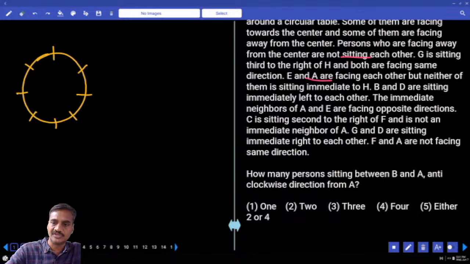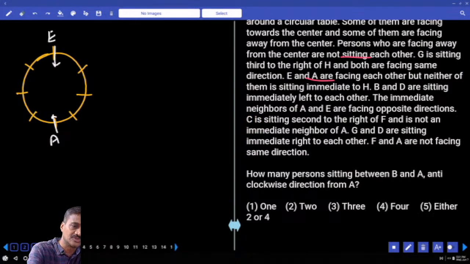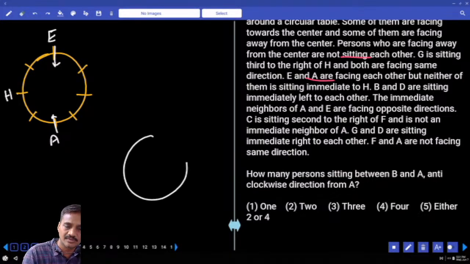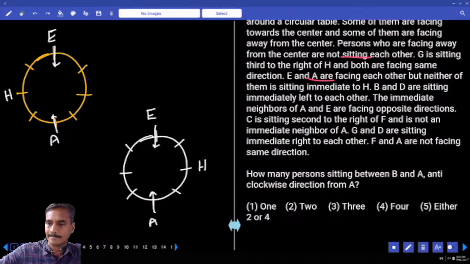Next one, A and E are facing each other. As A and E are facing each other, facing towards each other means both persons must be facing towards the center. Then only they are facing each other, isn't it? But neither of them is sitting immediate to H, and H can be either here or on the right-hand side. Now A is facing E, and H is at this place. Clear now?